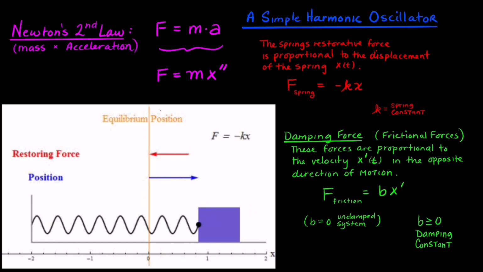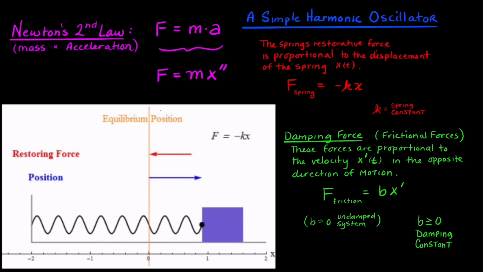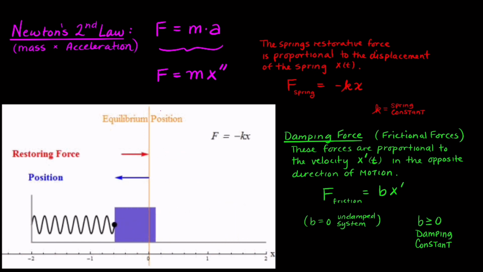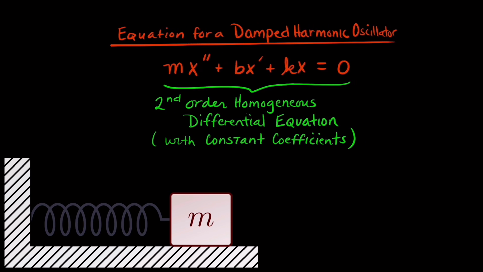Third, if we consider Newton's second law of motion, force is equal to mass times acceleration, or m times x double prime, we can then take all of these components and put them into an equation for a damped harmonic oscillator. mx double prime plus bx prime plus kx equals 0. And this is an example of a second order homogeneous differential equation with constant coefficients.